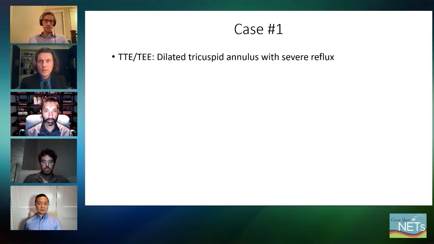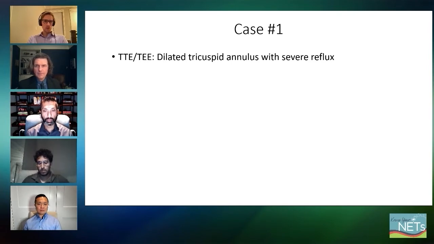Fantastic. Believe it or not, we had the same idea. So he did get a TTE, which later turned out to be a TEE as well. But essentially what that showed was a dilated tricuspid annulus with severe reflux. What that actually means in layman's terms is that he had carcinoid disease of his valve. And so his valve was not competent, which could explain why he had some lower extremity swelling.